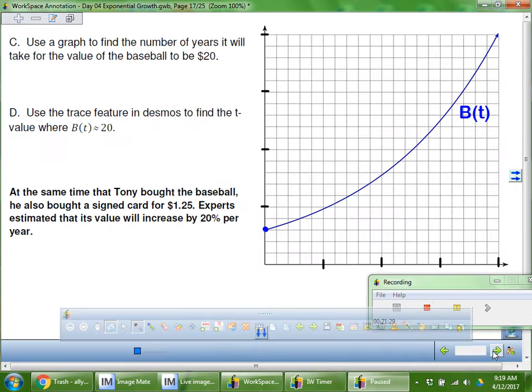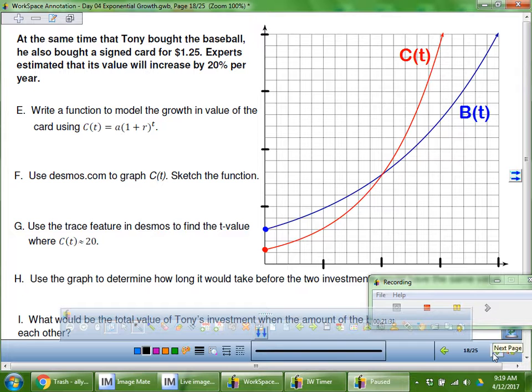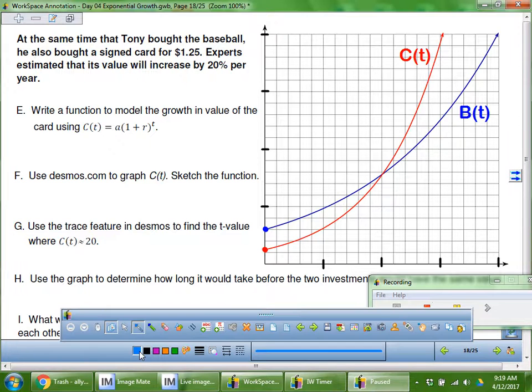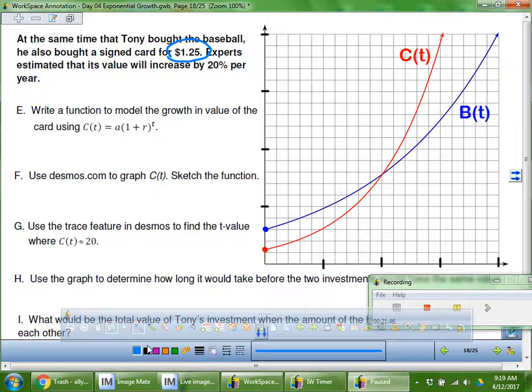So, looking at the second part of the problem, it says Tony also bought a baseball card for $1.25, and it's estimated, the experts say, that it's going to increase in value by 20% every year. So it must be a pretty good baseball player. So, C of T. They asked us to use C this time. C of T equals our initial value. This one was worth $1.25. It's being increased by 20%, so we can write that as 100% and 20%, which would look like 1.2. You don't have to put the 0 at the end, even though I did. Good? Okay.